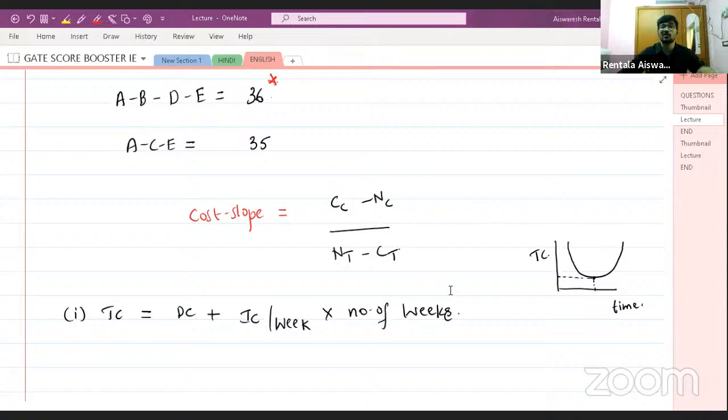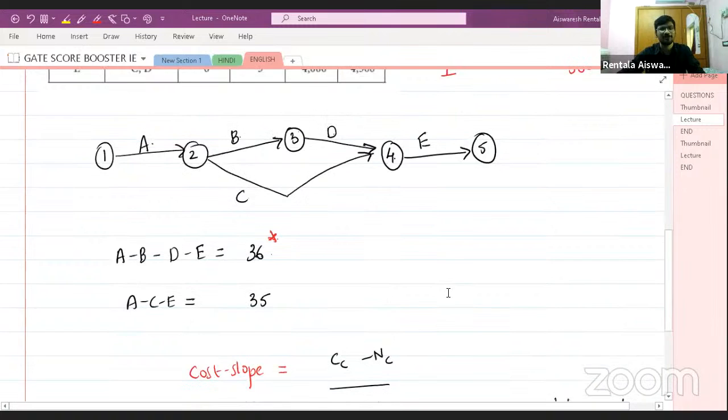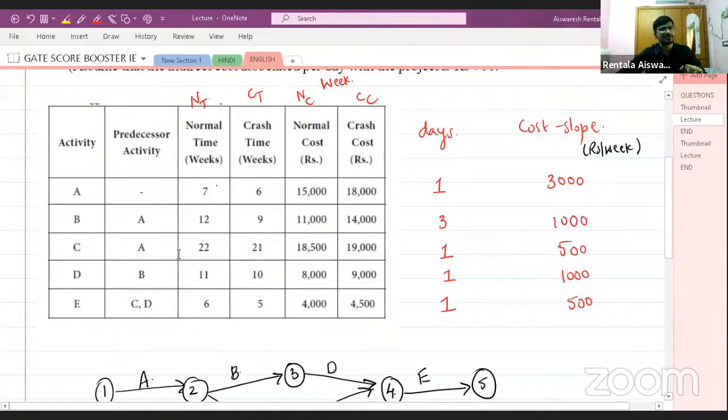Now coming to the direct cost. Direct cost is not directly given in the question, right or not? Now how to calculate direct cost? This is also an important point. This concept, till now in the GATE examination they have not asked. That's why I have tried to include the maximum number of things in this particular question.